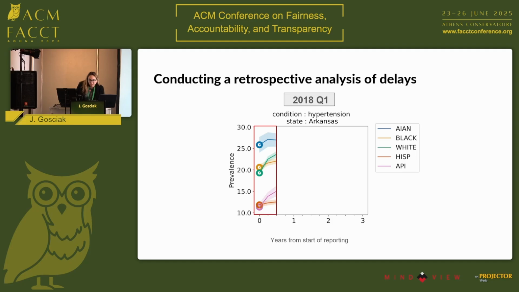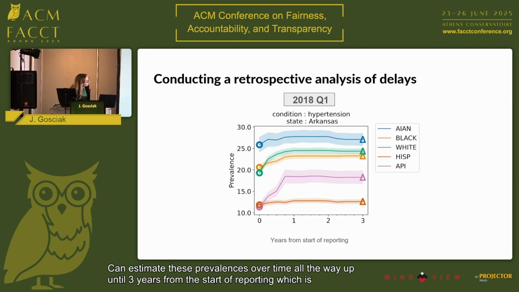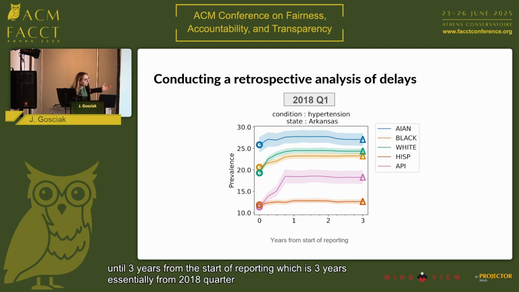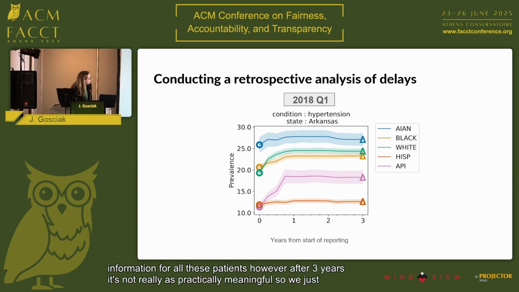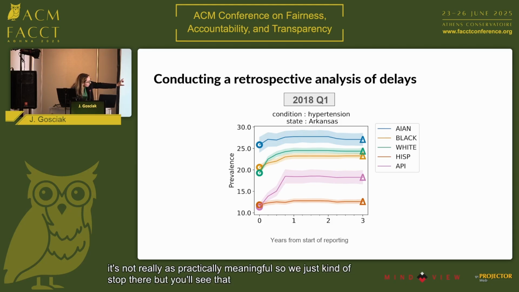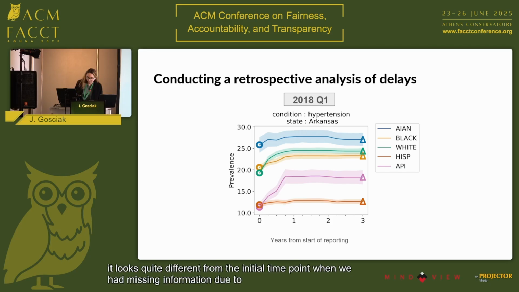And we can estimate these prevalences over time, all the way up until 3 years from the start of reporting, which is 3 years essentially from 2018 Q1. And we can actually estimate this going all the way until we have complete race information for all of these patients. However, after 3 years, it's not really as practically meaningful, so we just stop there. But you'll see that at this time point, at 3 years, it looks quite different from the initial time point when we had missing information due to delays.